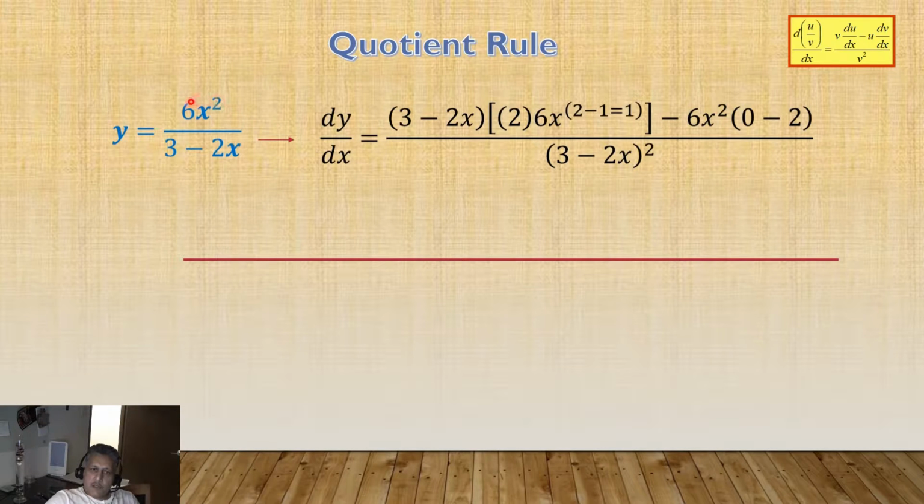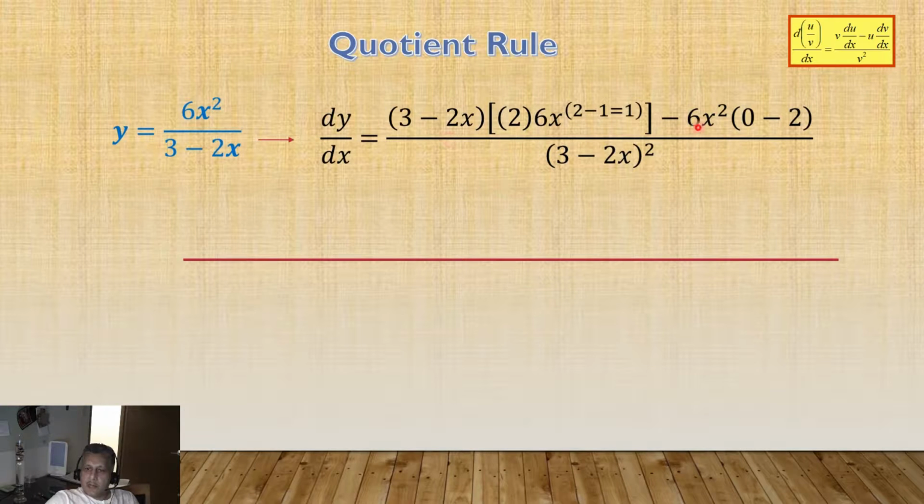It's really 2 times 6 is 12x, and you reduce the power by 1. What I have here is the 2 multiplying the 6x, and I'm subtracting the 1 by reducing the power by 1. I end up with a power of 1. Anything raised to the first power is itself, so it's really 12x.